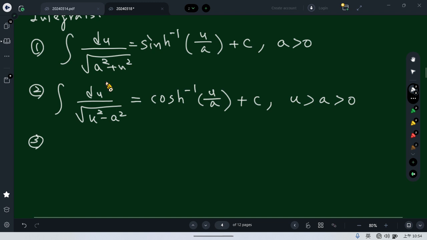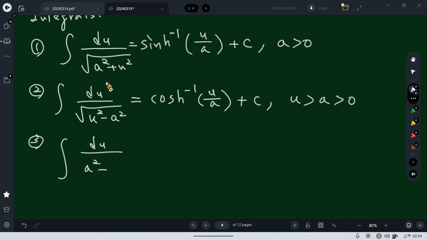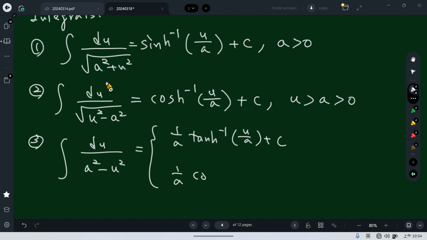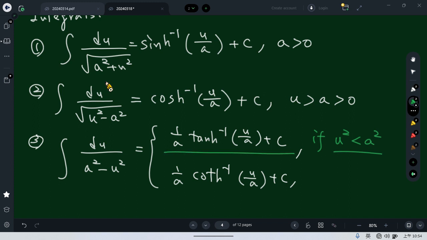Then the third one is du over A squared minus U squared. Then we will have two results. One is this one. As I told you, actually the result will depend on your domain. So if your U squared is less than A squared, then you will get this result. If your U squared is larger than A squared, you will get this result. So as I told you, the range of U will determine the final result.